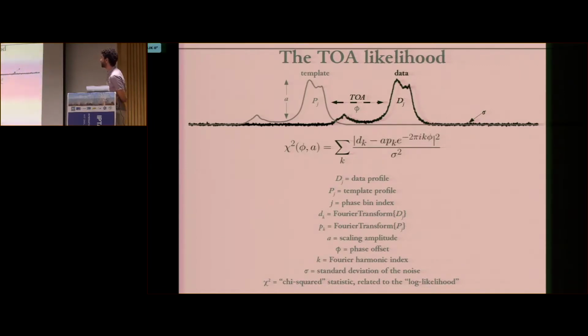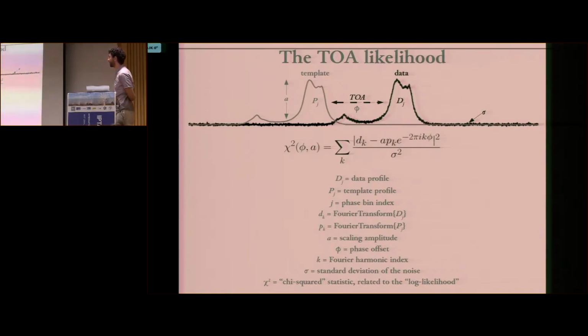Sigma is how big the noise level is in the data. It's this term here. This formulation you'll see a lot if you want to write down the likelihood of something. It's just the data minus the model that's altered in a way. And the way we're altering the model is multiplying by a scaling factor and multiplying by this complex phasor term, which contains the phase offset.